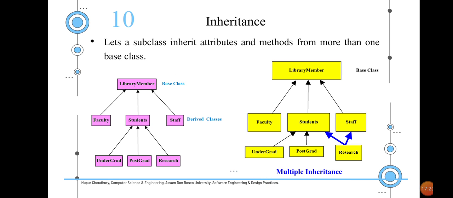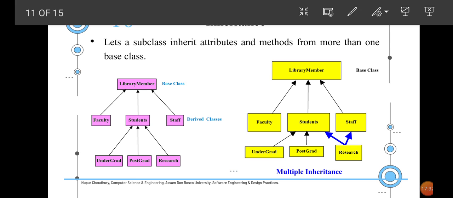So inheritance, if we look at inheritance, it can be represented using multiple inheritance or a single inheritance. If you look at this particular diagram, let us first take subclasses inherit attributes and methods from more than one base class.